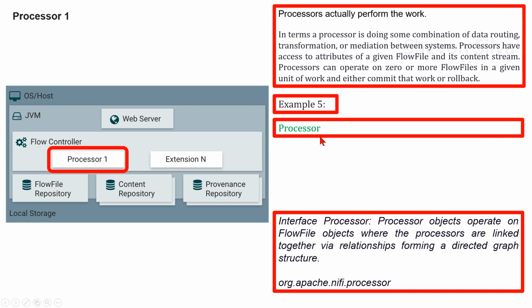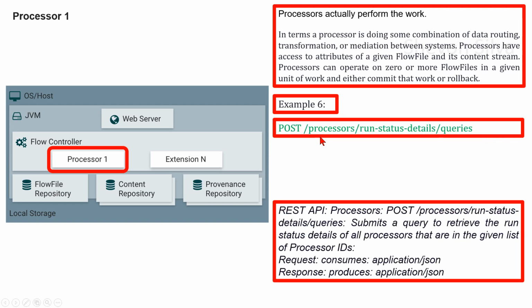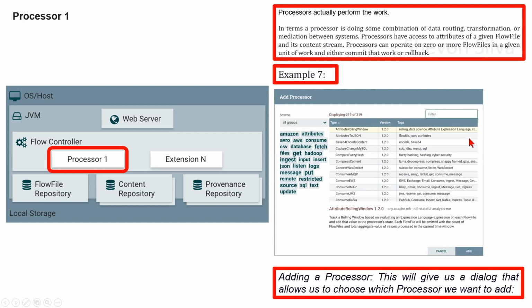This is the package org.apache.nifi.processor. We can consider processors in the REST API: POST /processors/run-status-details/queries. Submit a query to retrieve the run status details of all processors that are in the given list of processor IDs. The request consumes application/JSON and the response produces application/JSON. Now we are considering adding a processor.